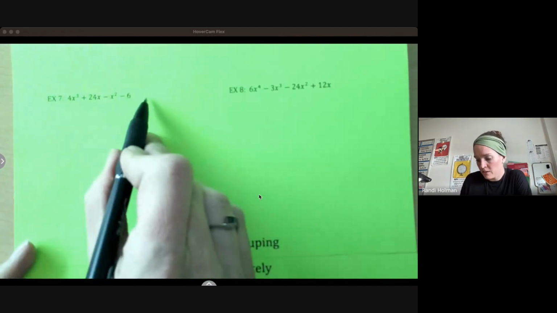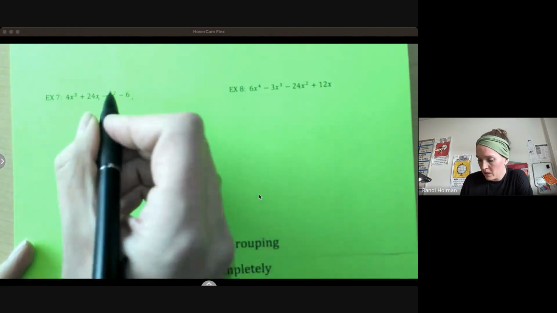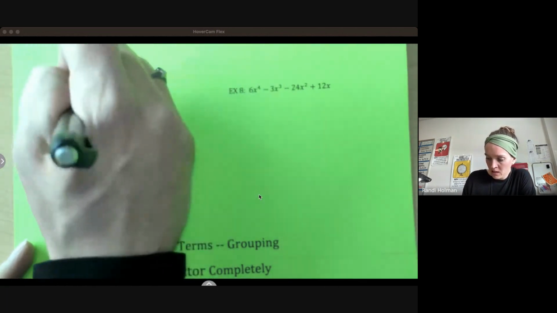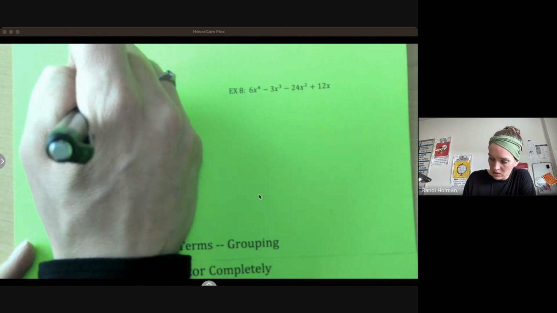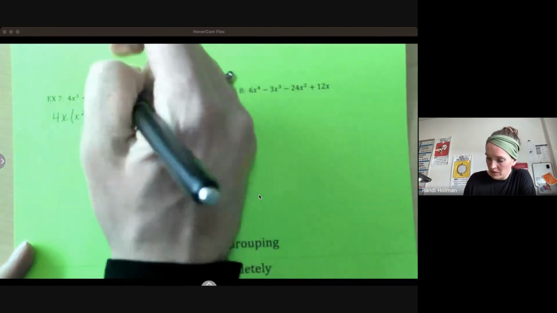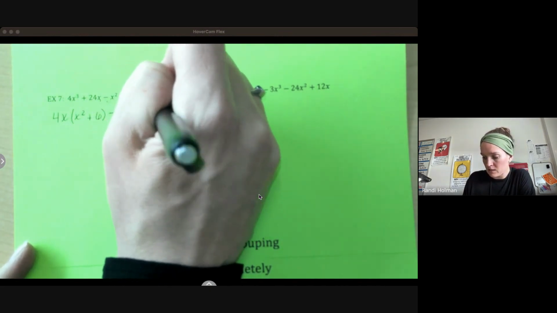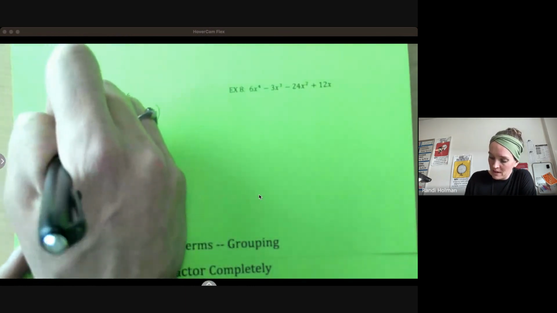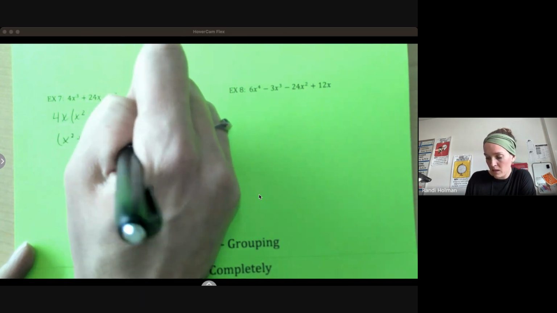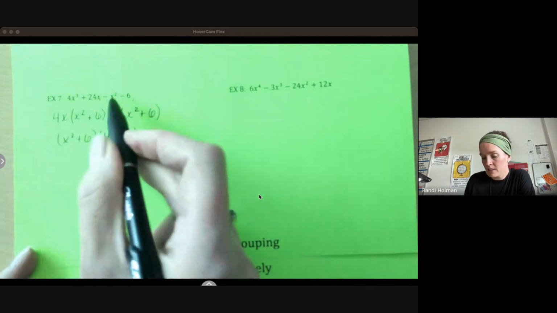So we're looking for a greatest common factor overall. Doesn't look like we have one. Okay, so let's group. Okay, these two have 4x in common. And we're left with x squared plus 6. Okay, if we want this to match up with that, I'm just going to take out a negative 1 to get x squared plus 6 as well. These both have an x squared plus 6 factor, and I'm left with 4x minus 1. Okay, so even though these are scrambled up, it still works to group.